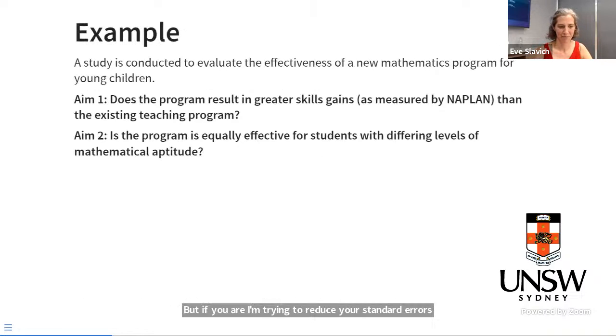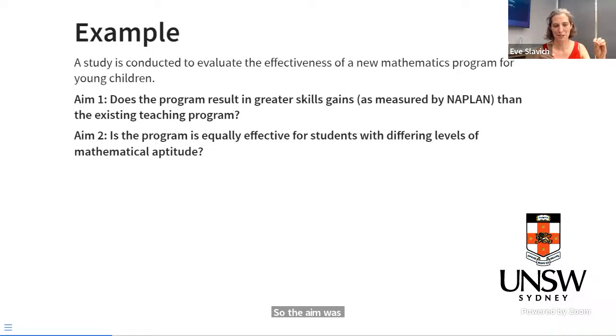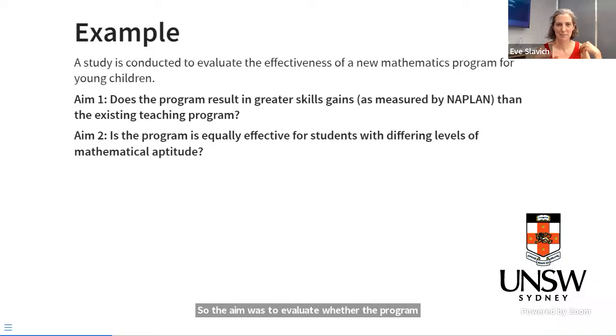So let's go through an example. This example is about a study that was conducted to evaluate the effectiveness of a new mathematics program for young children. So the aim was to evaluate whether the program results in greater skills gains as measured by NAPLAN than the existing teaching program. So we've got two programs. And then the secondary aim was whether the program is equally effective for students with differing levels of mathematical aptitude.